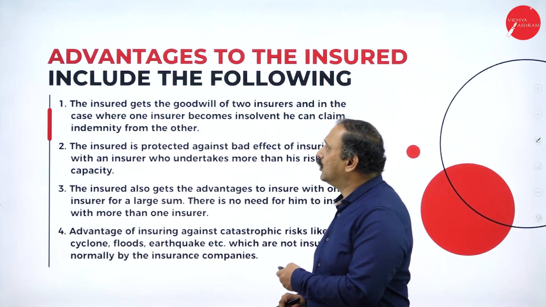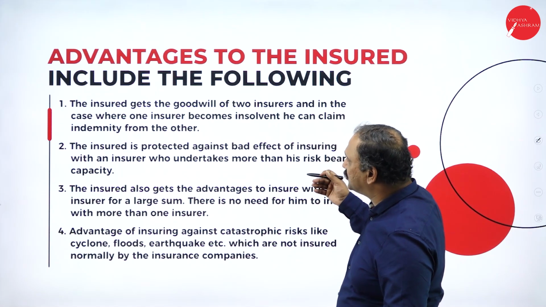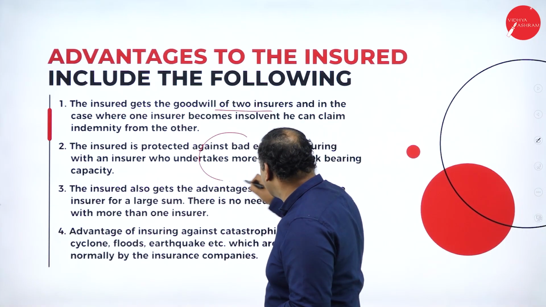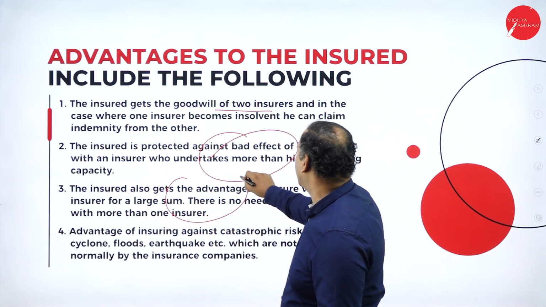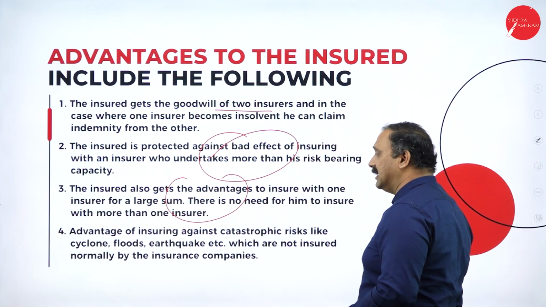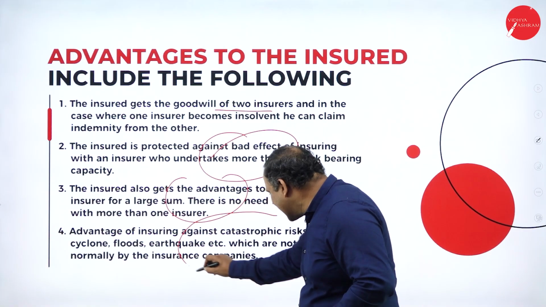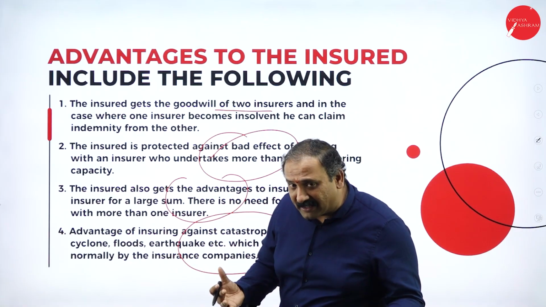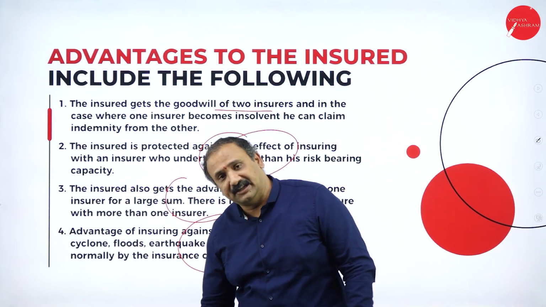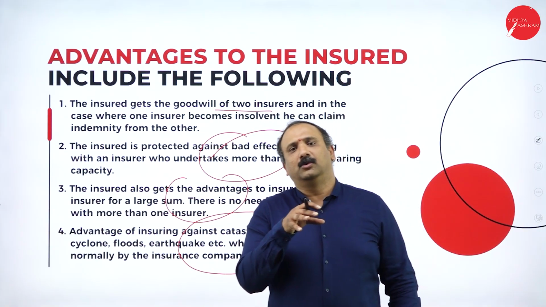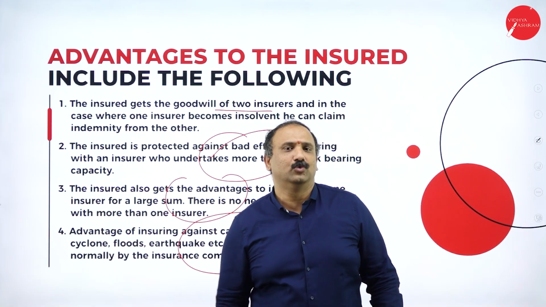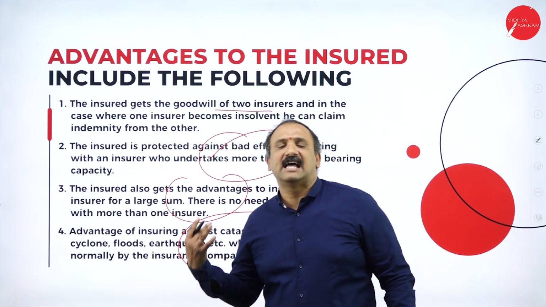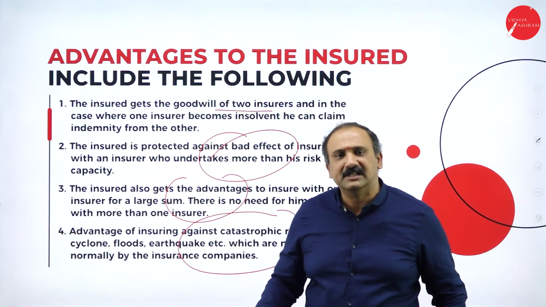Now, moving further, we also need to know the advantages to the insured. He gets the goodwill of two insurers, which is very, very important in this case. He is protected against the bad effect of insuring. The insured also gets the advantage to insure with anyone for a large sum, and insuring against catastrophic risk and all those kinds of things, which is normally not done by the insurance company, is taken care of by the reinsurance factors. So sometimes, for the insurance company also, you start seeing that this is a huge advantage because we are getting some sort of benefits that is actually going to help us to run the business smoothly.